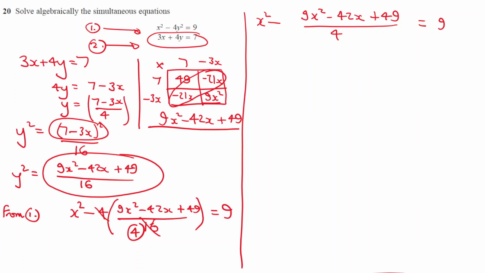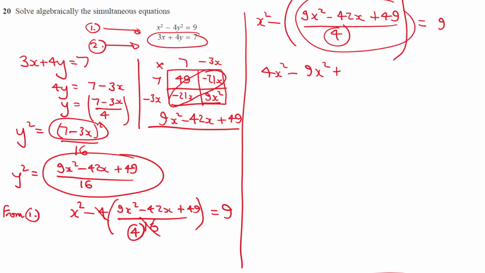Now I'm going to multiply both sides by 4 to get rid of the 4 on the bottom of this second fractional term. So that's going to be 4x squared minus all of this. Be careful here. We are subtracting all of this expression, so all of that gets multiplied effectively by negative 1. This makes the first term negative, the second term goes positive, so plus 42x, and the last term goes negative, so minus 49.